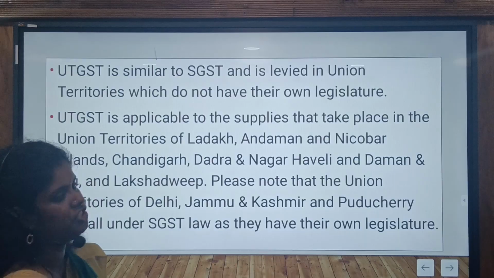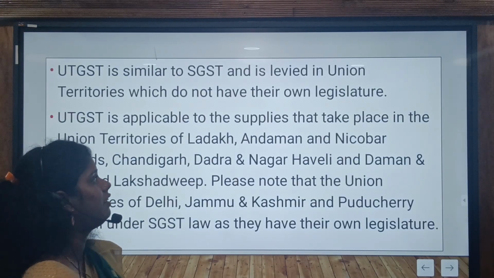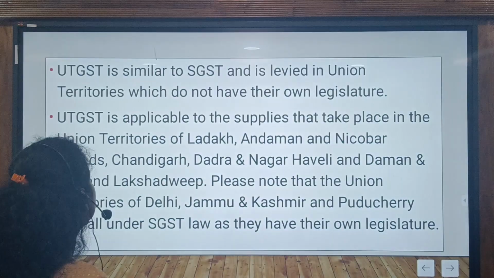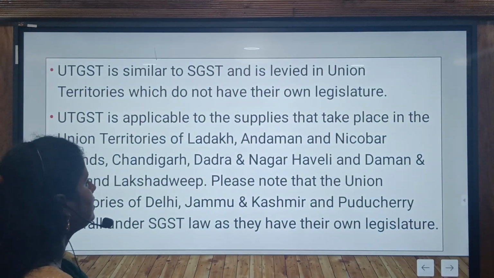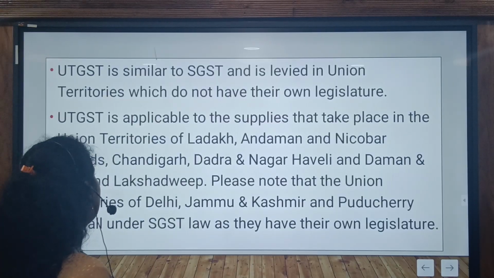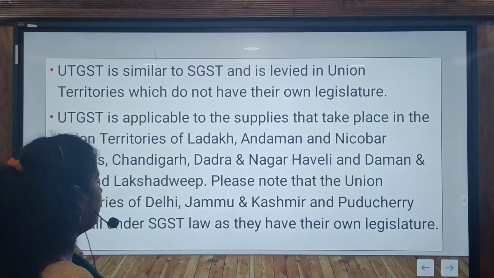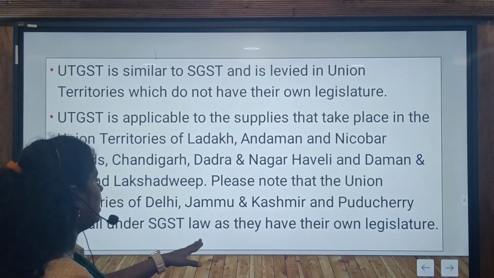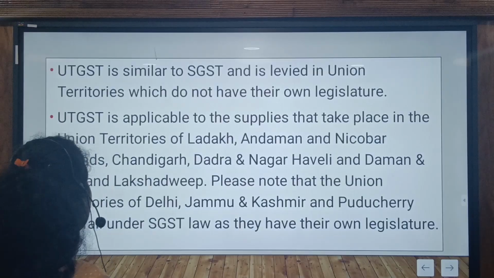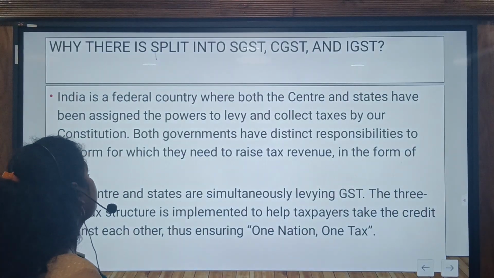UTGST is similar to SGST and it is levied in the Union Territories which do not have their own legislature. UTGST is applicable to supplies that take place in the Union Territories of Ladakh, Andaman and Nicobar Islands, Chandigarh, Dadra and Nagar Haveli and Daman and Diu, and Lakshadweep. Please note that the Union Territories of Delhi, Jammu and Kashmir and Puducherry will fall under SGST law as they have their own legislature.